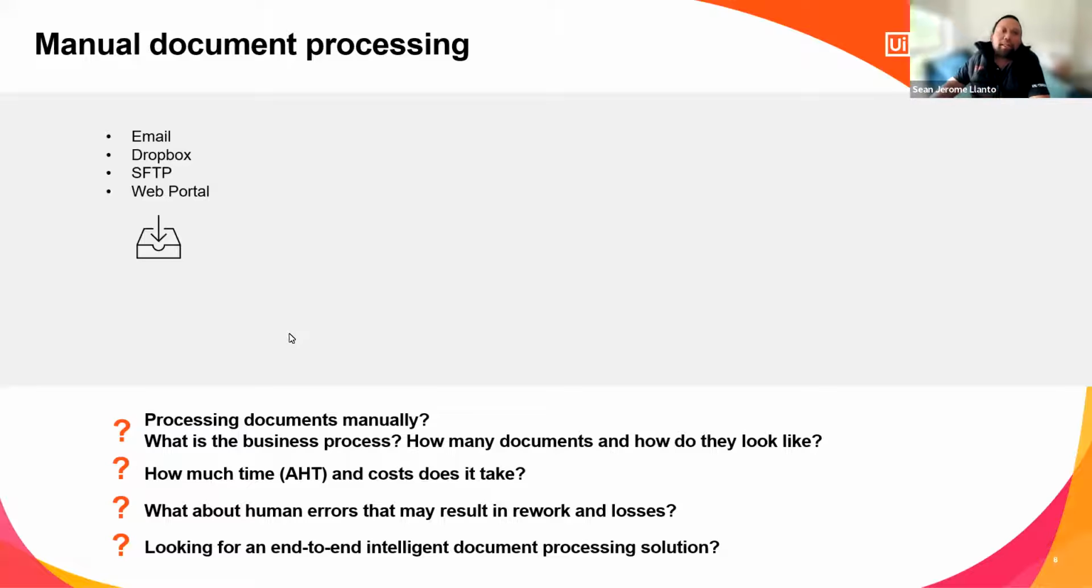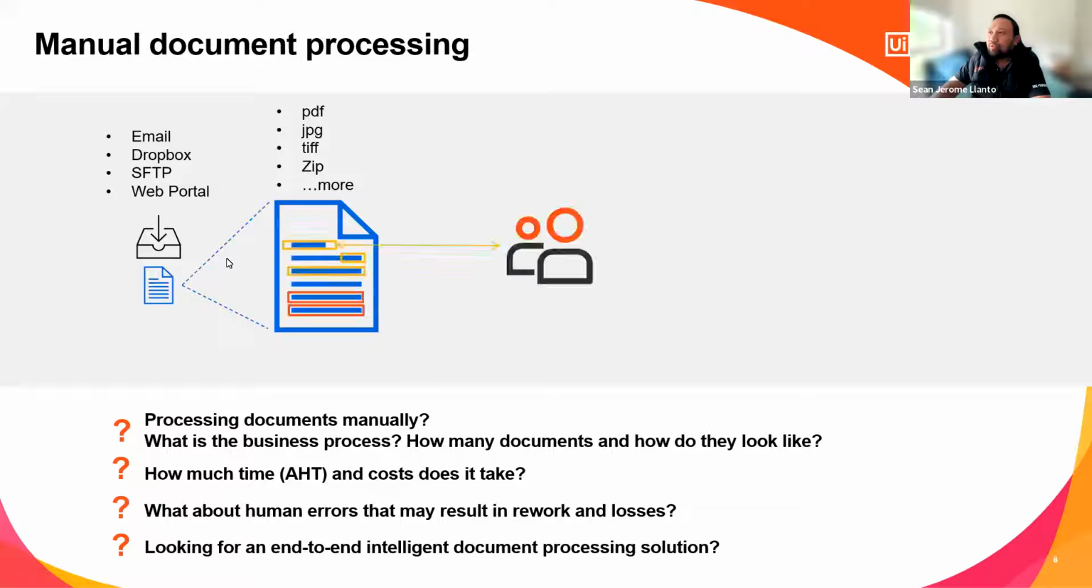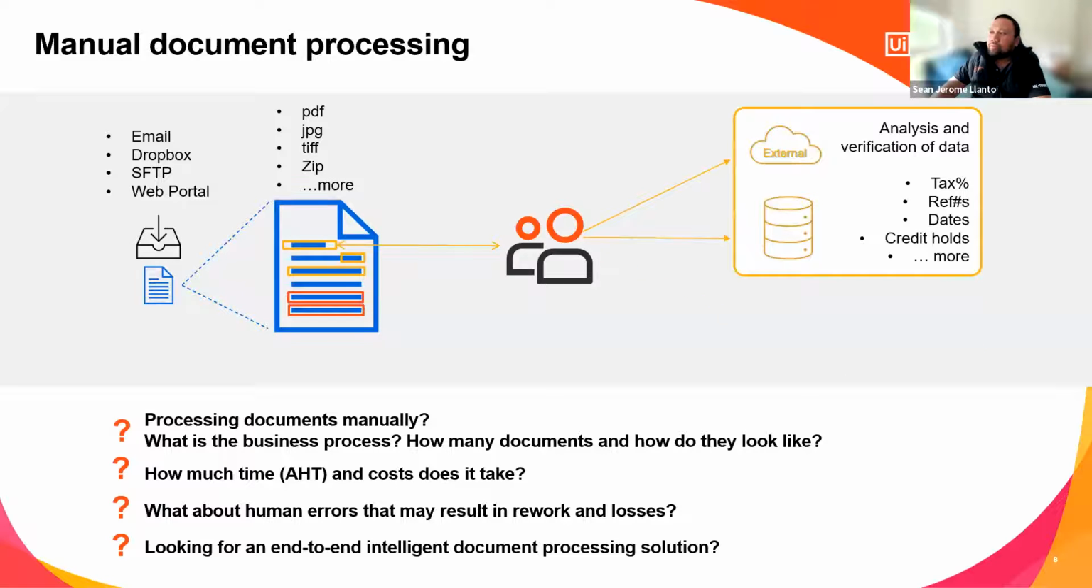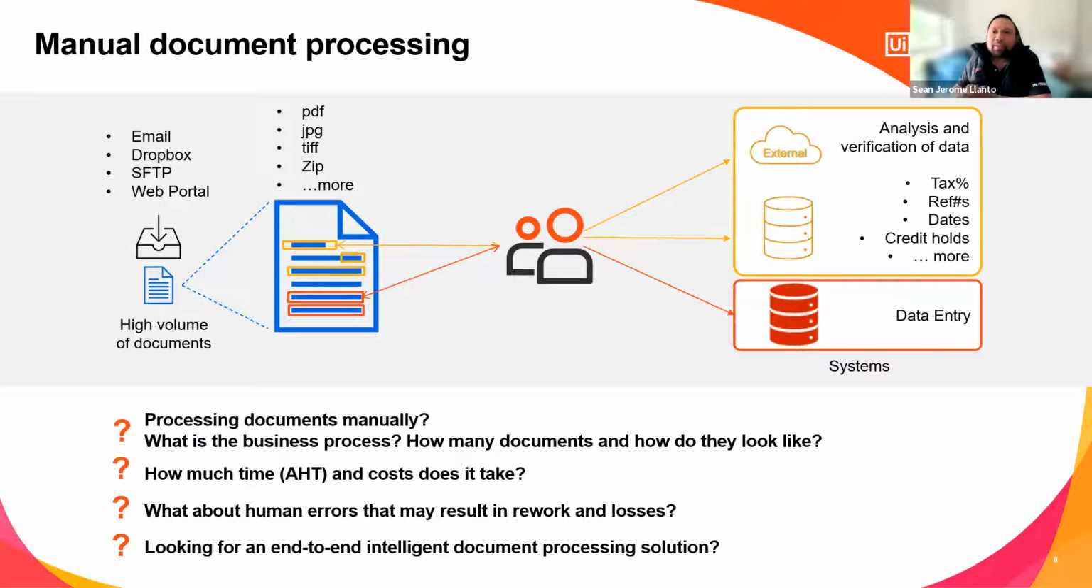So let's take a look at how manual document processing works. In a manual scenario, let's say an employee can have different sources. It can be coming either from emails, Dropbox, SFTP, a web portal, or even scanned documents that are passed to us humans, right? The document types can be of very high volume, and of course can be in different formats, like what I've mentioned. It can be a PDF file, a JPG, TIFF file, zip file, and so on.